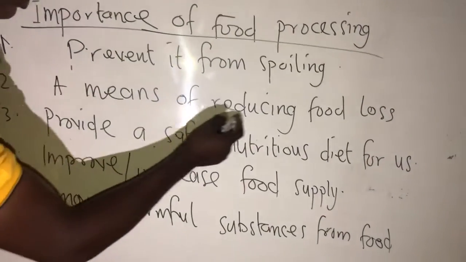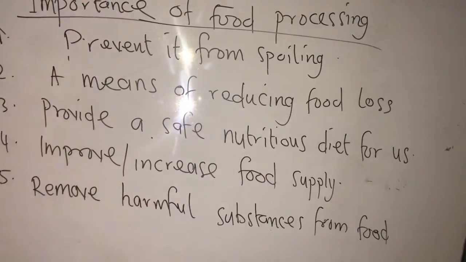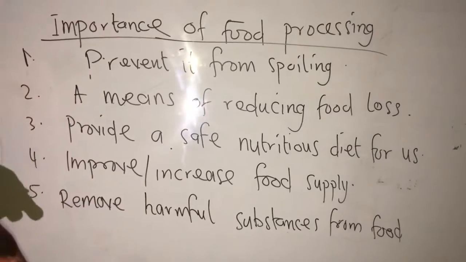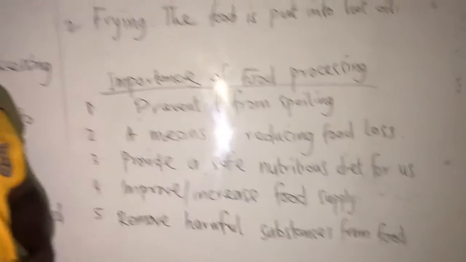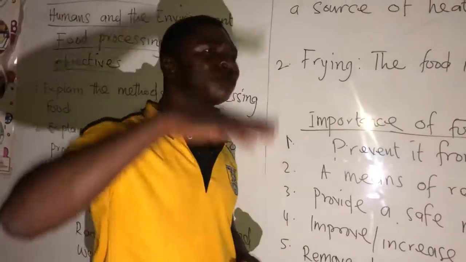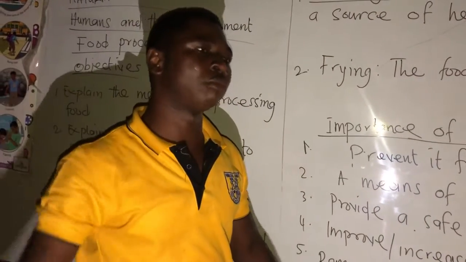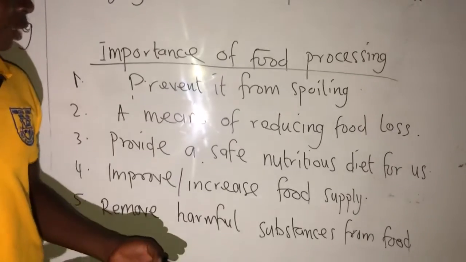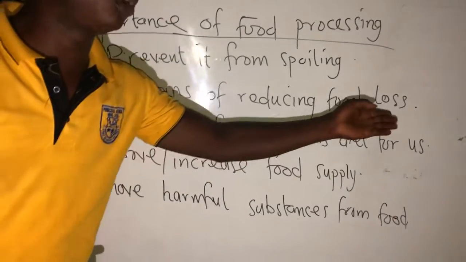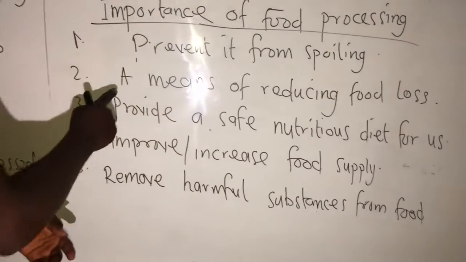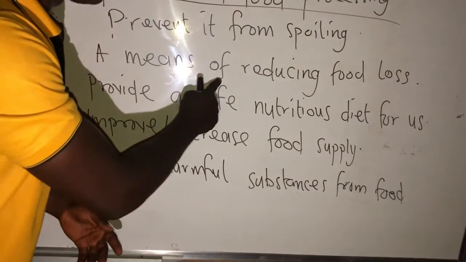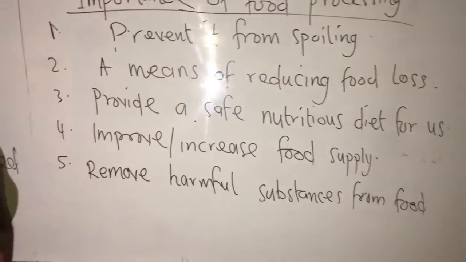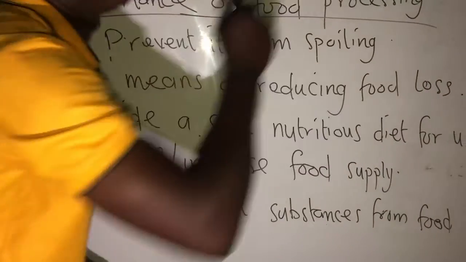Another one, a means of reducing food loss. When the food gets spoiled, what will happen? One day you'll be hungry, then remember that, oh, my plantain was spoiled. So we have to process the food so that our food will not be lost. When it's spoiled, the food will be lost.